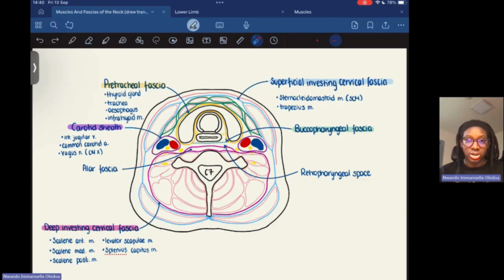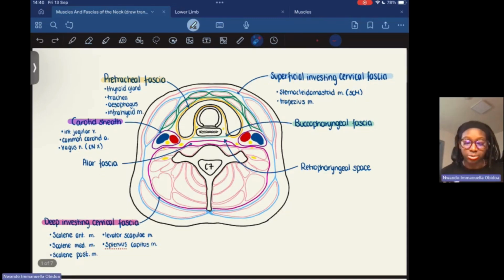The alar fascia has more clinical relevance when it comes to infections, and then the buccopharyngeal fascia includes your buccinator and then your pharyngeal constrictor muscles. As I move on, I will be talking about the muscles in each layer, the function of the muscles, the origin insertions, and what innervates each muscle.